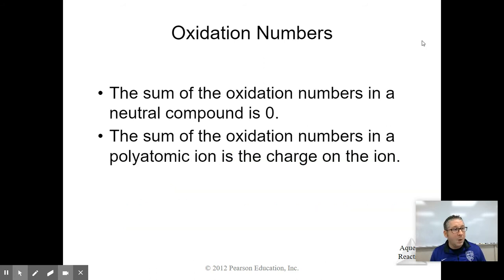The sum of the oxidation numbers in a neutral compound is 0. The sum of the oxidation numbers in a polyatomic ion is the charge on the ion.